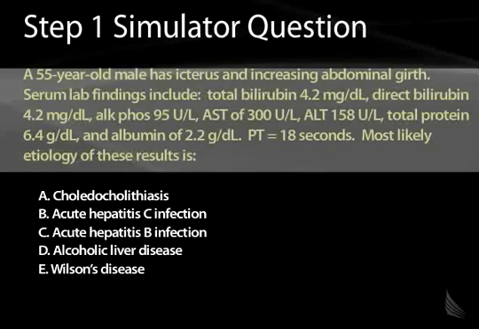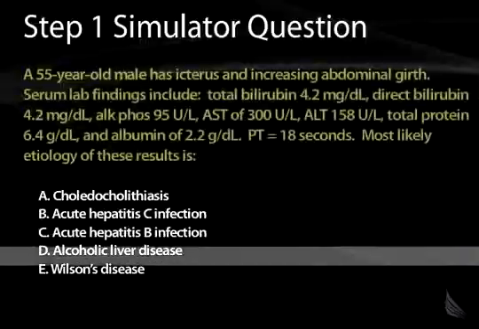This patient has findings consistent with cirrhosis. Notice that they tip you off with the icterus or the jaundice, and the increased abdominal girth, which most likely indicates ascites. Notice here also that the albumin is low, 2.2, and the INR is high, or the PT being 18, which is high. This patient likely has alcoholic liver disease. Notice that the AST to ALT ratio is roughly 2 to 1, and notice that the AST is not greater than 300.